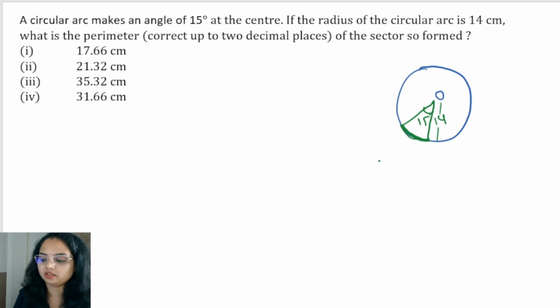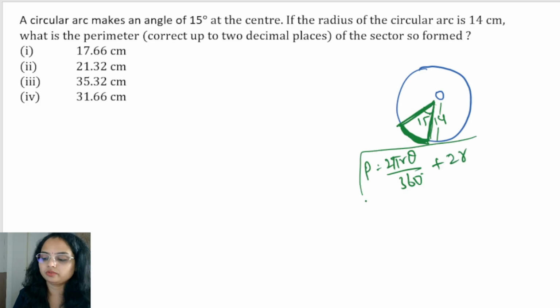So for this sector, the length of the arc is given as 2 pi r theta divided by 360. This is the perimeter of this arc. And how do we find the perimeter of the full sector? The perimeter of the arc plus radius, this radius and this radius, it is plus 2r. So we will just substitute the values in this formula.